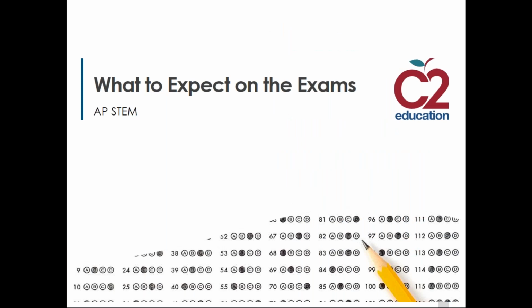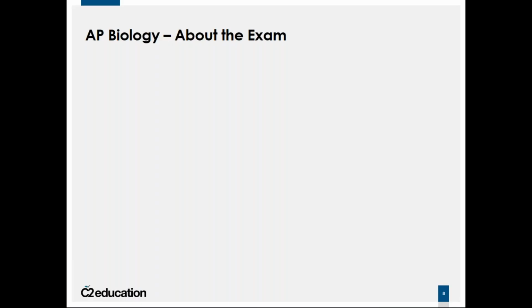Now, let's actually look through the AP STEM courses. So let's take a look at each individual test. We're going to take a look at mainly the sciences first, and we'll do the math later. We'll again look at the structure of them first. So AP Bio. AP Bio has 2 major sections, right?